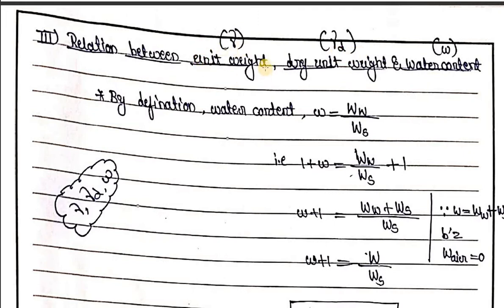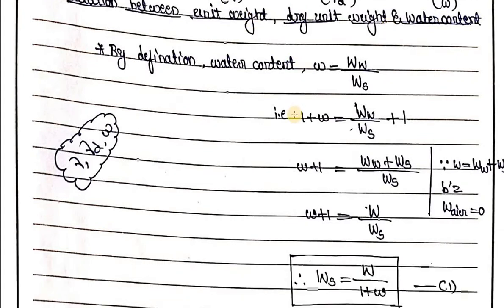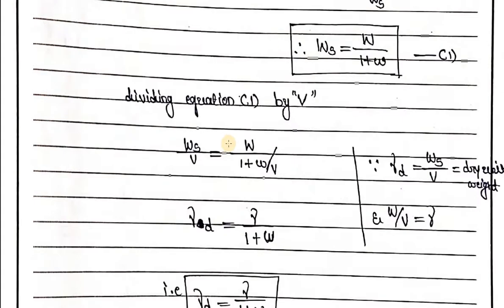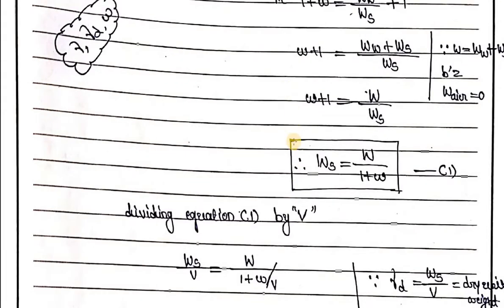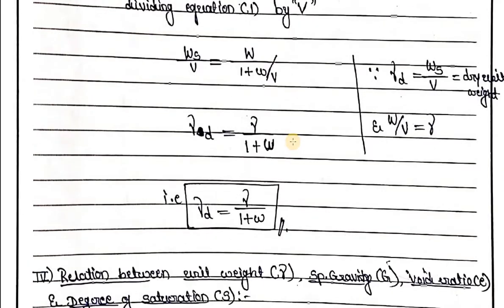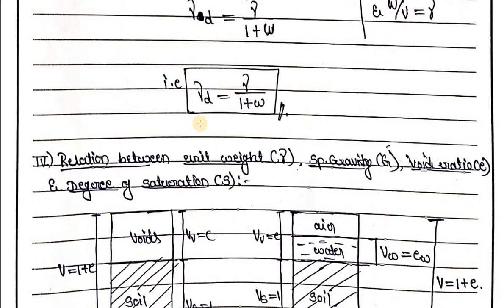Further, we have studied the basic relation between gamma, the unit weight or bulk unit weight, as I can call it. If I say generally unit weight, you have to think of it as bulk unit weight. Then the dry unit weight, gamma d, and the water content, small w. A relation between these three we also studied, and we arrived at an equation which we converted to equivalent other equations.